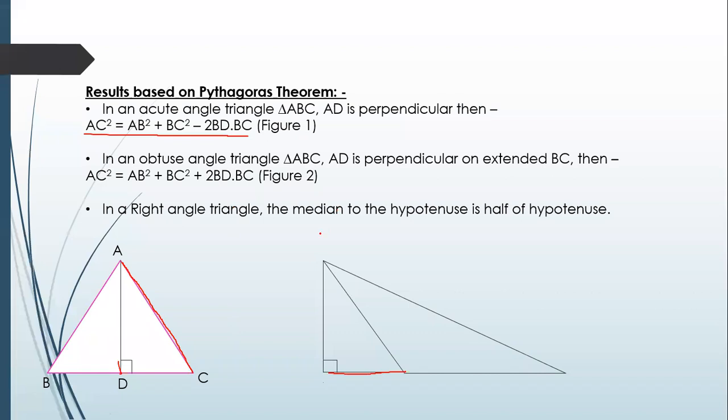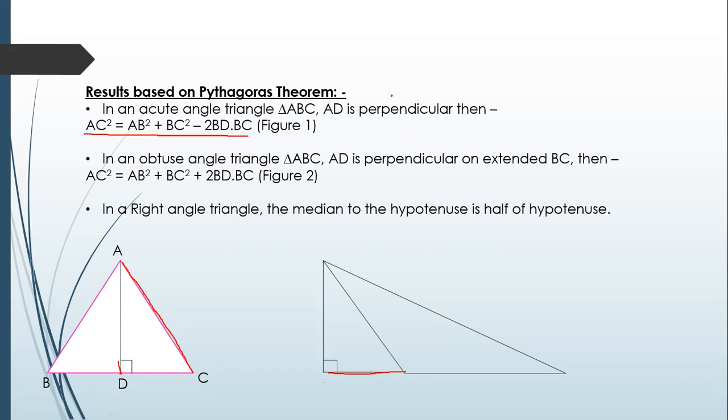Remember, by this form AC square equal to AB square plus BC square is common. Now minus 2BD·BC for acute angle triangle, plus 2BD·BC for obtuse angle triangle. I think it is clear. Please write in the chat yes or no. Okay. So everybody, it is clear.